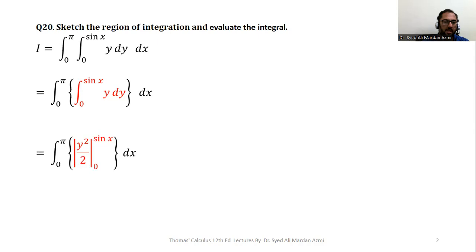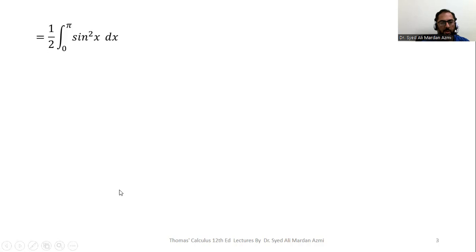In the next step, we will apply the limit with the help of the fundamental theorem of calculus: upper limit minus lower limit. So for the upper limit, we have replaced y with sine of x, and for the lower limit, we have replaced y with 0. So we are left with 1 by 2, limit from 0 to pi, sine square of x. In order to integrate sine square of x with respect to x, we will replace it with a trigonometric identity, 1 minus cos 2x over 2.